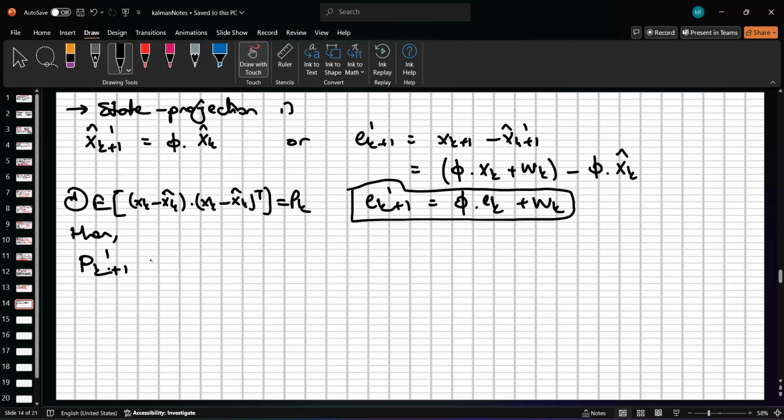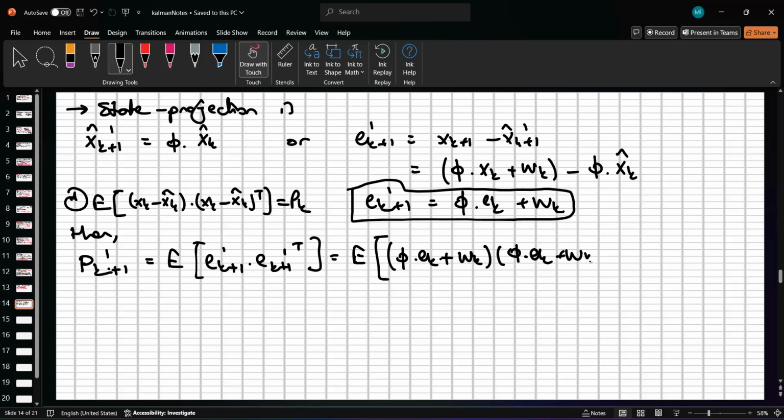The future state can be built with what? The prior knowledge: E[e_{k+1} e_{k+1} transpose] is equal to what? E[(Phi e_k + w_k)(Phi e_k + w_k) transpose]. See, we have the e_k value to drive the P_{k+1} in here.